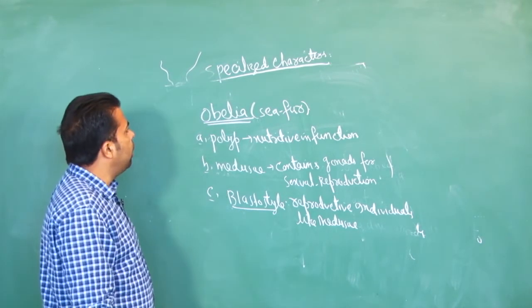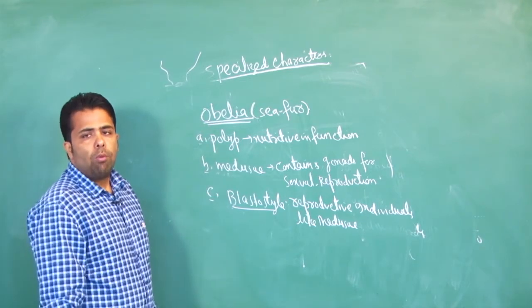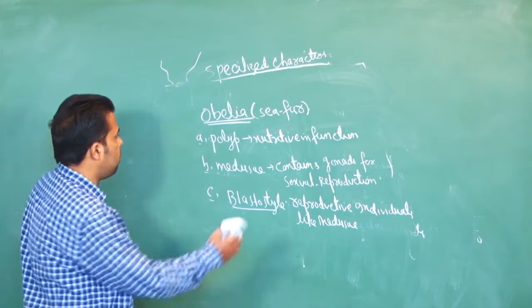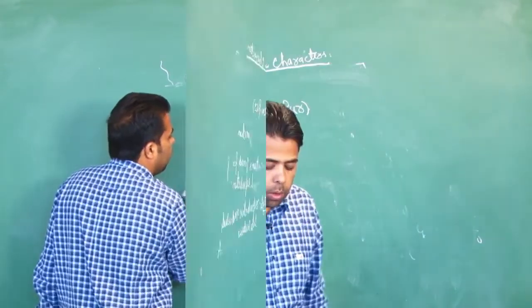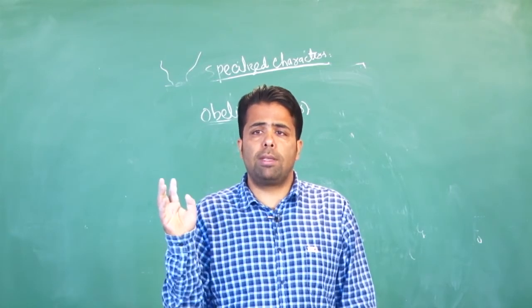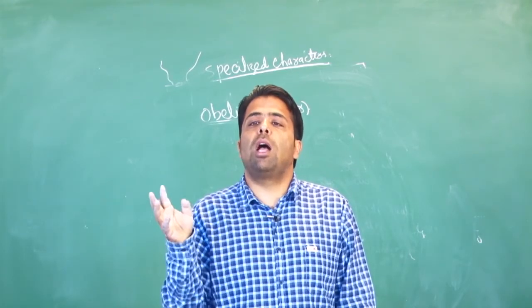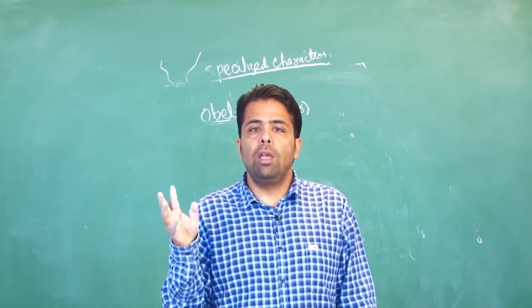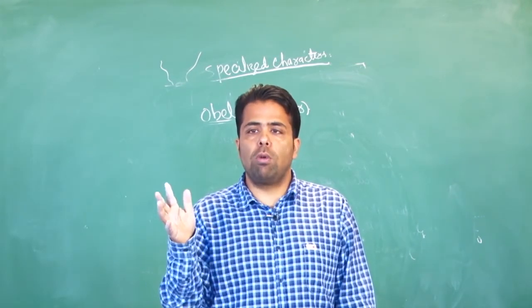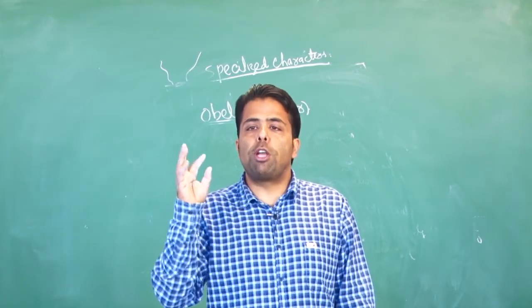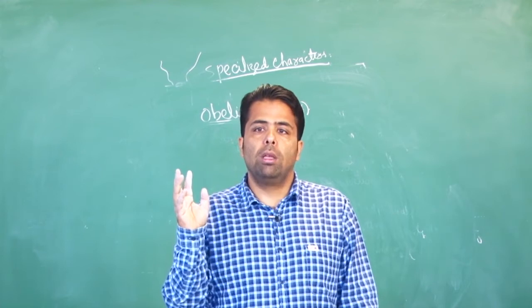So obelia is trimorphic. We need to mention one very important point here. We are discussing obelia. Obelia is trimorphic. Obelia is also called a Cepher. The three types of zooids are polyp, which is nutritive in function; medusa, which contains gonads for sexual reproduction; and blastostyle, which forms reproductive individuals like medusa.